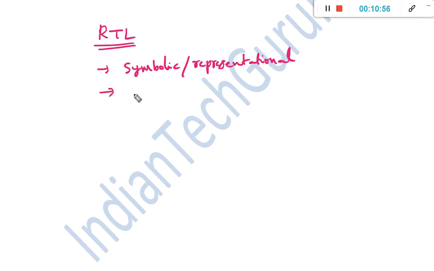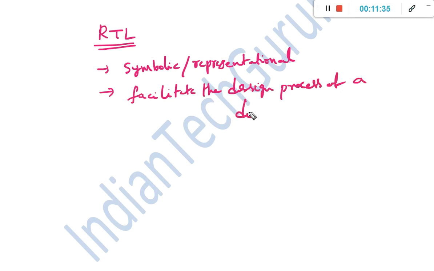So what does it mean? It is going to perform the data transfers. It is going to perform the transformation within itself. Such operations are performed using the register transfer language, and it works in the basic design process of the digital or computer system. Okay, so it facilitates the design process of a digital system.